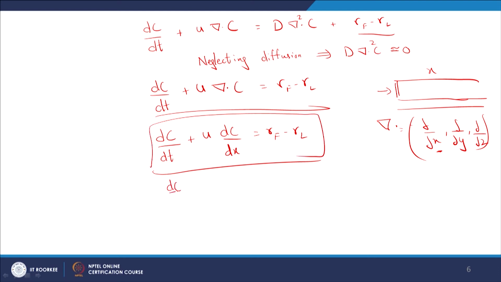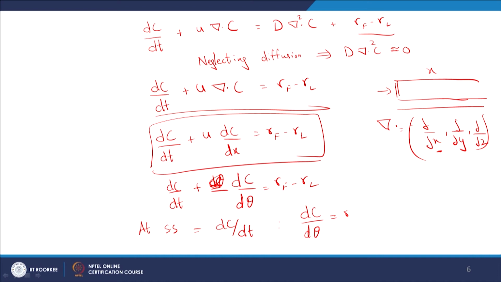Again, what is this? I guess dC/dt plus dC/dθ is equal to rate of formation minus rate of loss. So obviously if it's at steady state, it means dC/dt equals 0, and that ends up being dC/dθ is equal to rate of formation minus rate of loss. So that is what you see here, right.